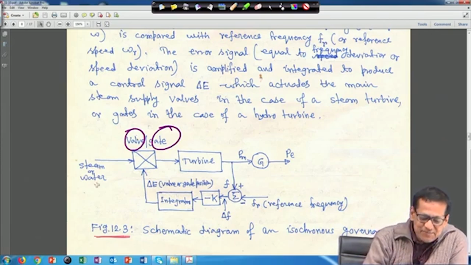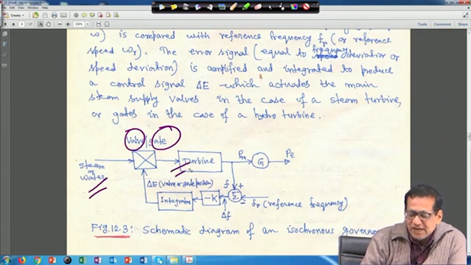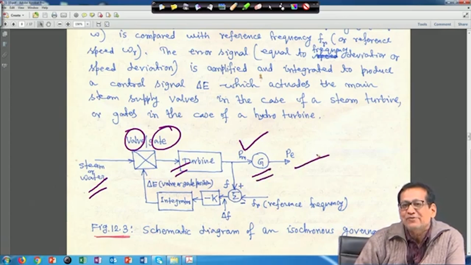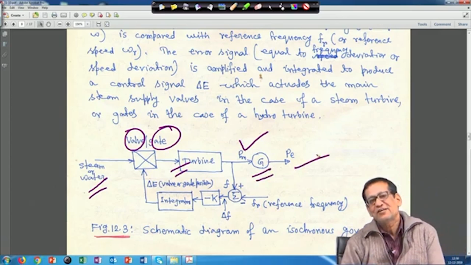So, this is steam or water, and this is your turbine, and this is Pm, the power output, and this is the generator, and this is P. We are neglecting any loss in the turbine.